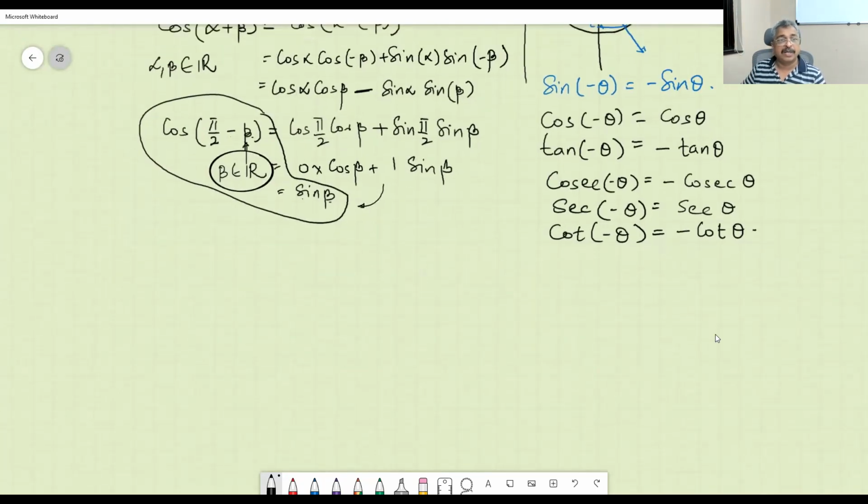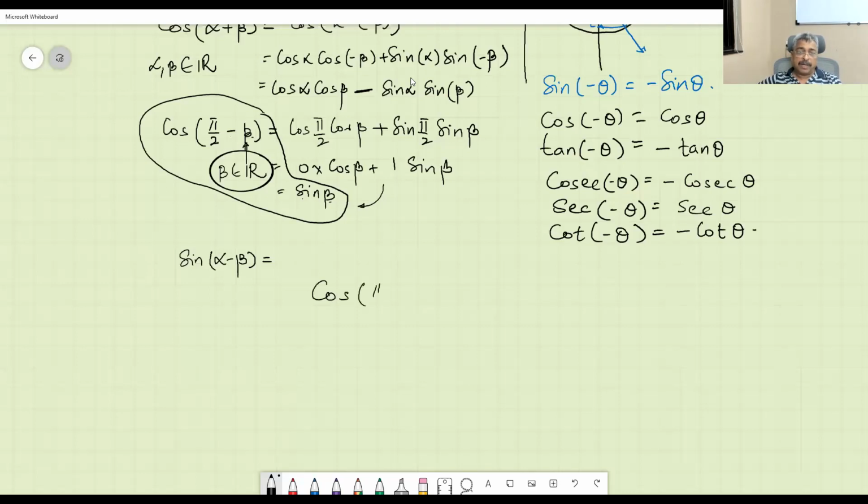Okay, next. Now we have done something about cos. Can we do something about sine now? Sine of alpha minus beta, find out. We have proved cos of pi by 2 minus beta is equal to sine beta, correct? I had missed this deliberately. Find out sine of pi by 2 minus beta.